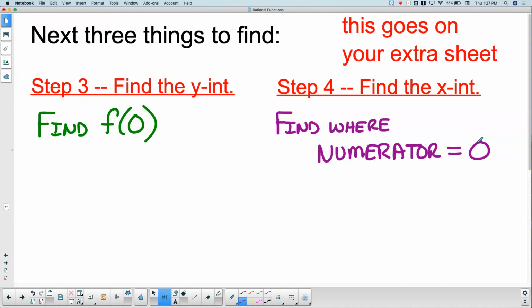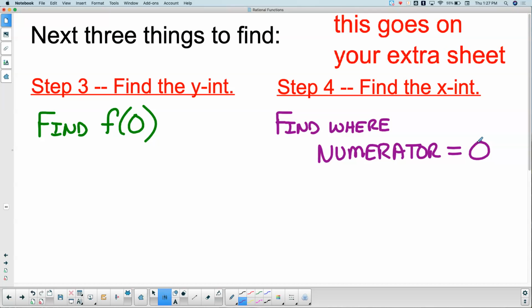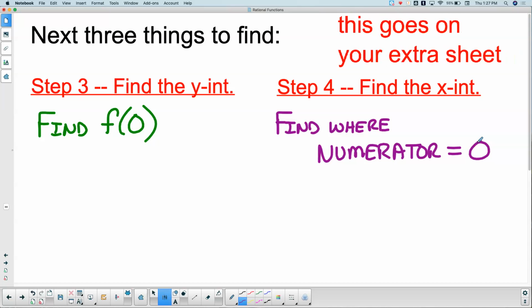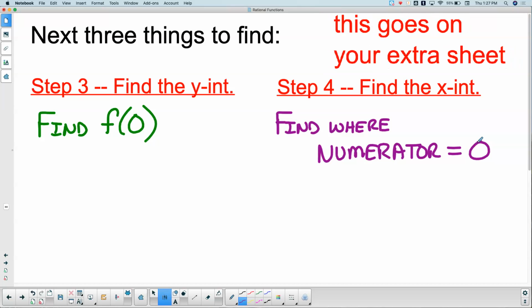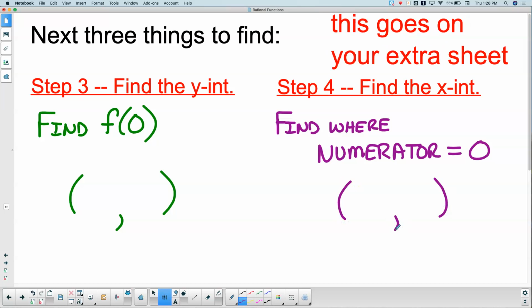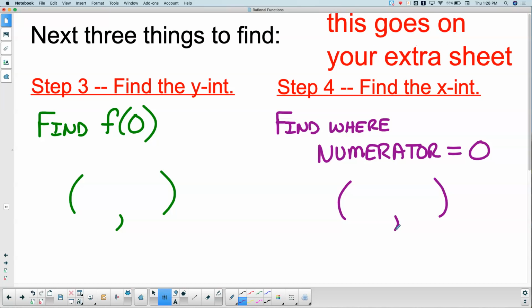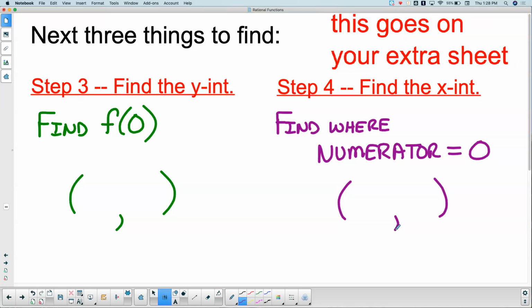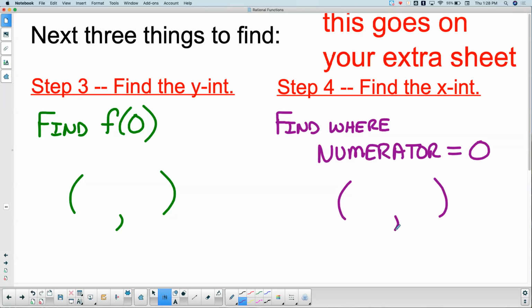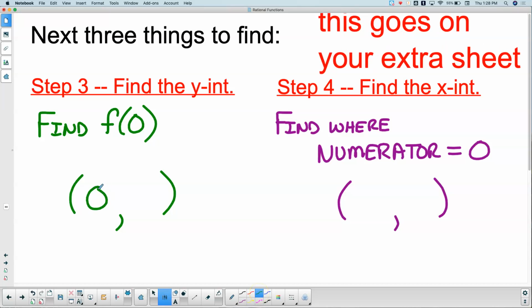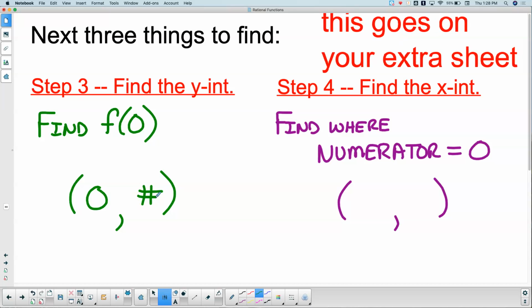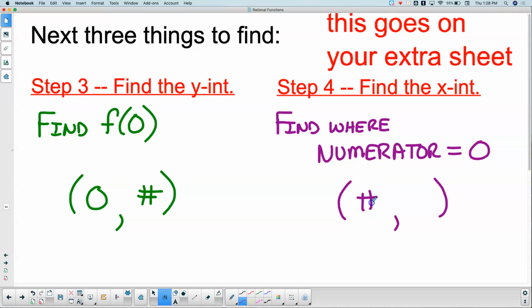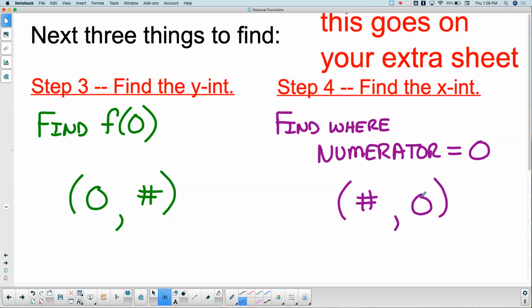X-intercepts and y-intercepts are what? Points. What form do points come in? Parentheses and a comma, right? Would all of the y-intercepts look very similar? Would all of the x-intercepts look very similar? What would they all look like? This one would be 0, comma, some number, right? And this one would be some number, comma 0, right?